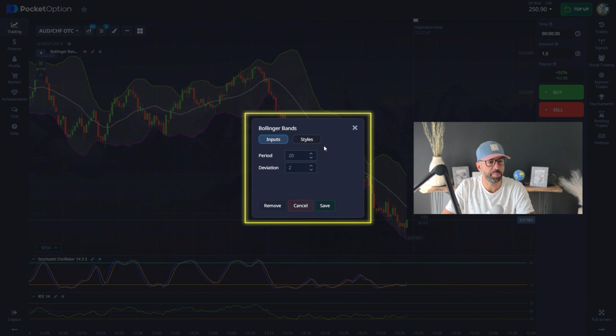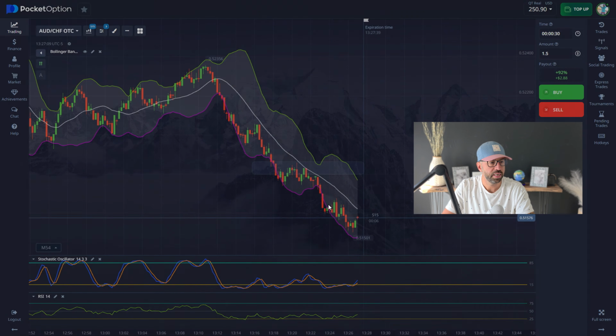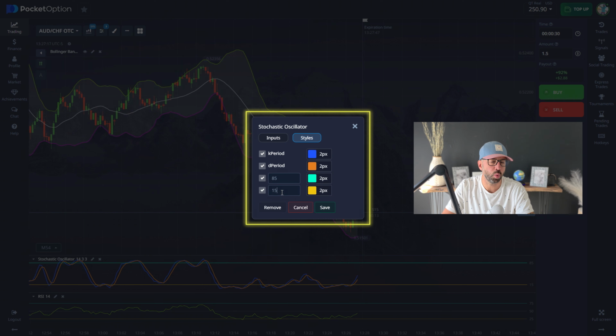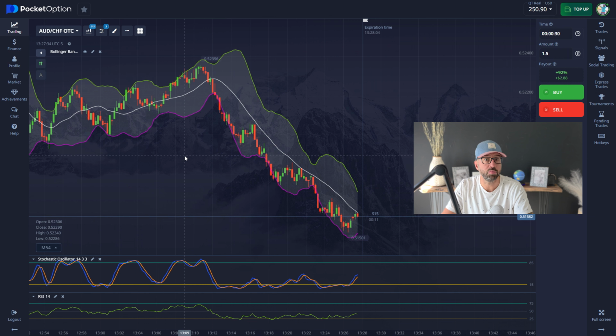What do we have this set up as? This is my Bollinger Band setup. The period is 20, the deviation is 2. Styles, I just make these 2 pixels each to make it easier to see. Down here, the stochastic oscillator is 14, 3, 3 SMA. I changed this from 80 to 85 and 20 to 15. The extra 5 allows me to really gauge the stochastic oscillator outside of and below where they should be. The standard is 80-20, but if I make that a little bit wider, it gives me a little better confirmation that it is outside of its zone. It's either oversold or overbought.